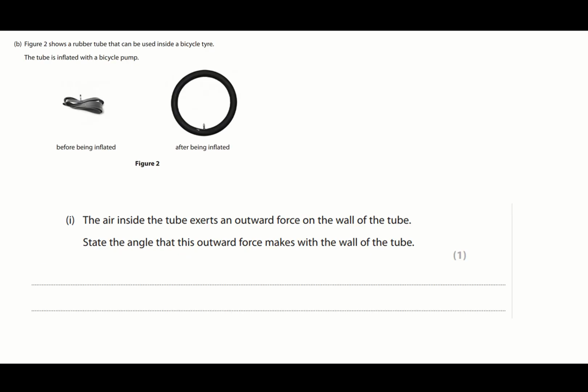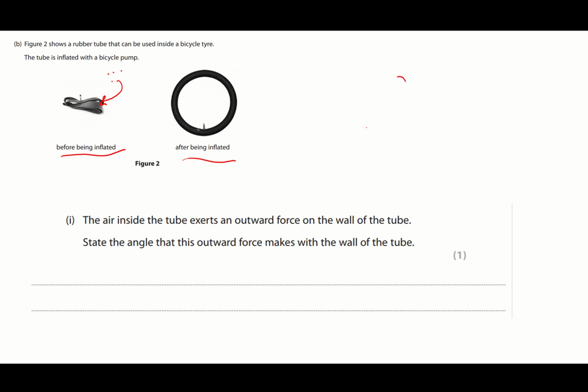Next one. We've got a rubber tube. It can be used in terms of a bike. Here we go. This is it before it's inflated. Is it after it's inflated? Fine. So what we're going to do, we're going to take air from the outside and put that in. It says the air inside the tube exerts an outward force on the wall of the tube.